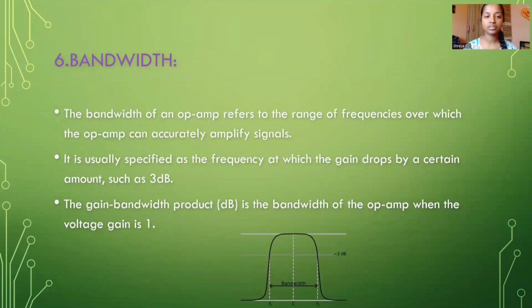Bandwidth. Bandwidth of an op-amp refers to the range of frequencies over which the op-amp can accurately amplify signals. It is usually specified as the frequency at which the gain drops by a certain amount, such as 3 decibels. The gain bandwidth product is the bandwidth of the op-amp when the voltage gain is 1.